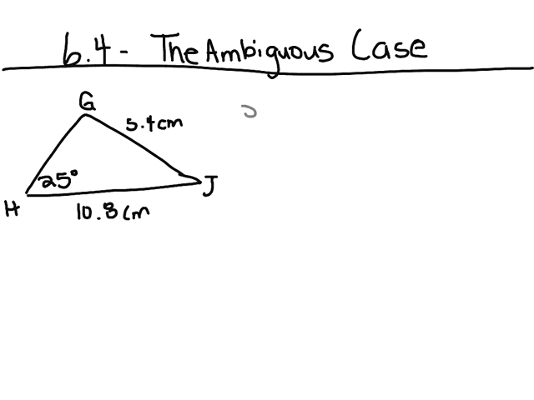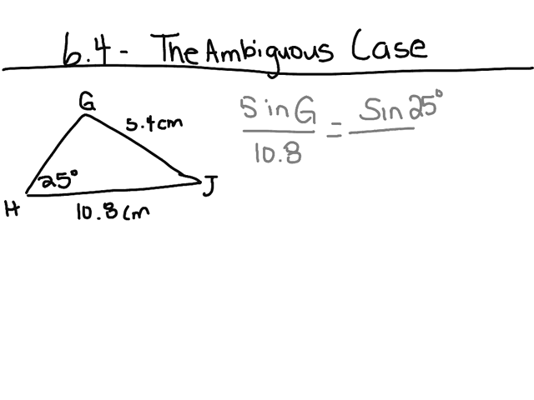So sine of G over our side of G, which is 10.8, is equal to, and we have our H, side and angle. So sine of H, which is 25 degrees, over 5.4. So we're going to multiply both sides by 10.8.